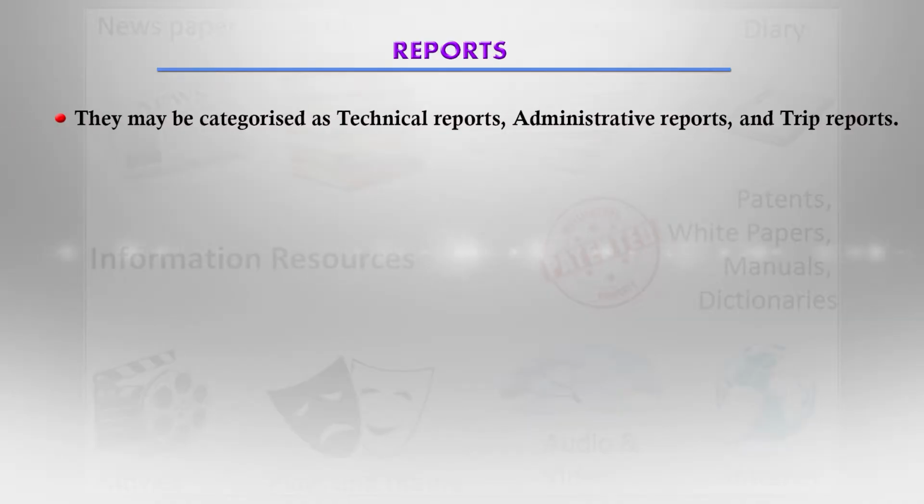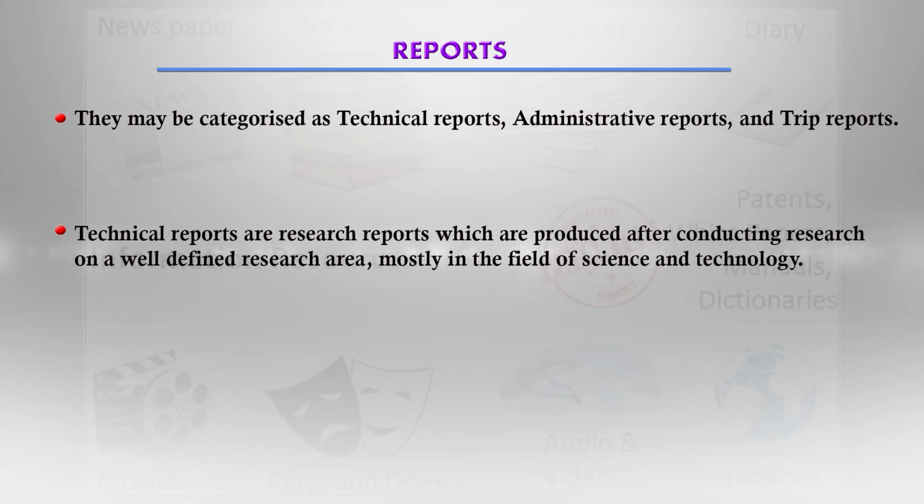Then come the reports. Reports also form a very important part of primary sources of information. These reports may be categorized into three: technical reports, administrative reports and trip reports. Technical reports are research reports which are produced after conducting research on a well defined research area, mostly in the field of science and technology. So, technical reports are considered research reports.